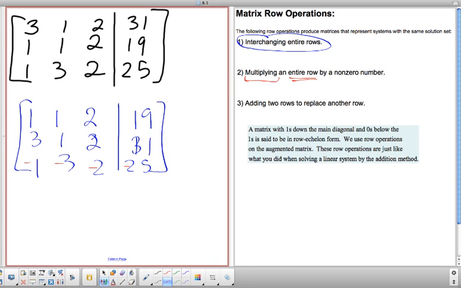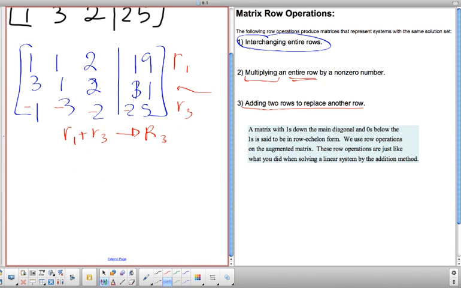Okay, no big deal. The third thing that's legal is that you can add 2 rows to replace another row. But the key here is that you have to add 2 rows and replace one of the 2 rows that you added. So you can't add row 1 plus row 3 and put it where row 2 is. That would not be legal. It has to go with row 1 or row 3. So I'm going to add row 1 plus row 3 and replace row 3. Row 1 and row 2 are going to stay the same, but I'm going to add the top and the bottom and replace the bottom.